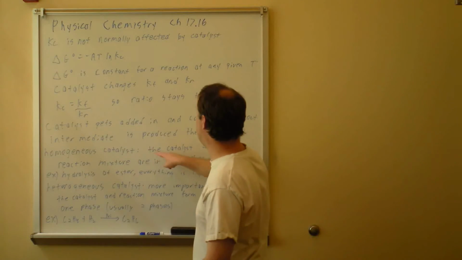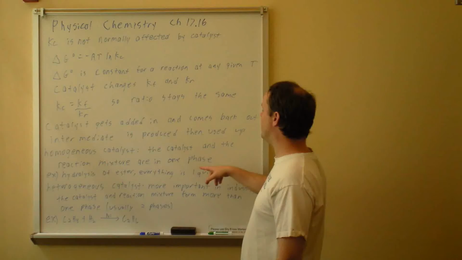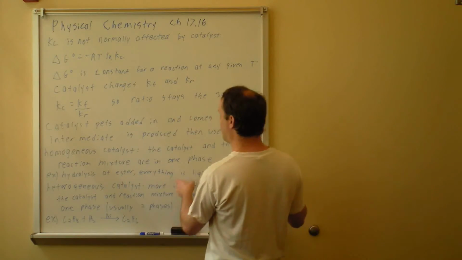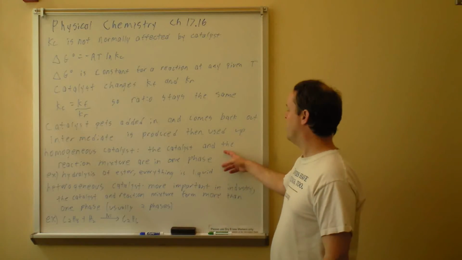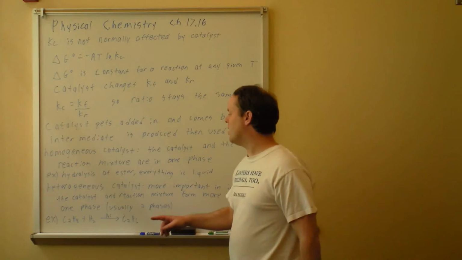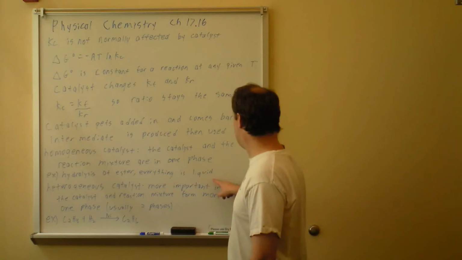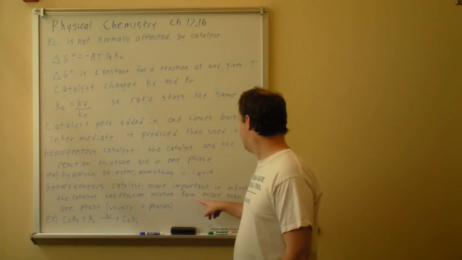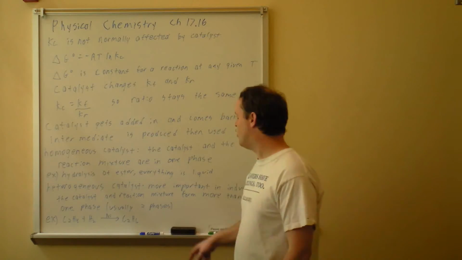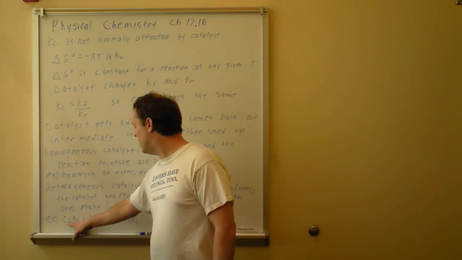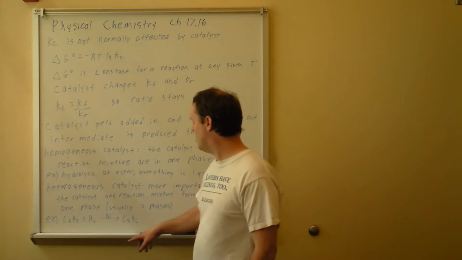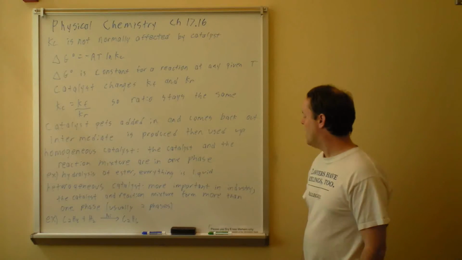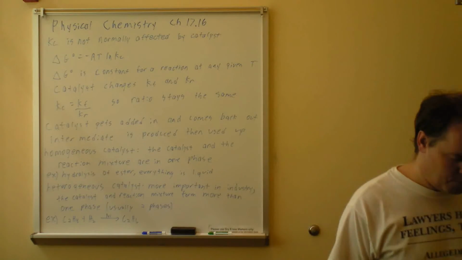Now, a homogeneous catalyst is when the catalyst and the reaction mixture are in the same phase. For example, if we do the hydrolysis of ester, everything is in the liquid phase, so it's homogeneous. On the other hand, a heterogeneous catalyst, this is more important in industry, and that's because the catalyst and the reaction mixture form more than one phase, usually 2 phases. For example, let's say we have C2H4 plus H2 with a nickel catalyst, and then we get C2H6.